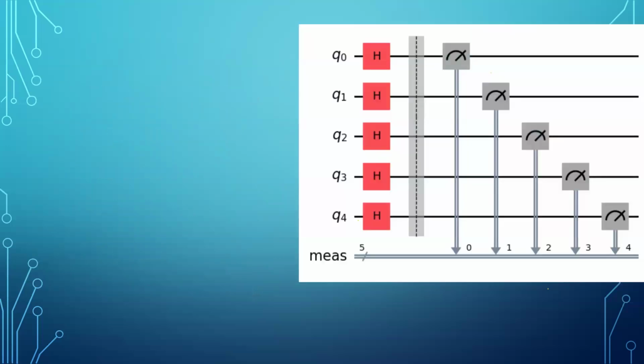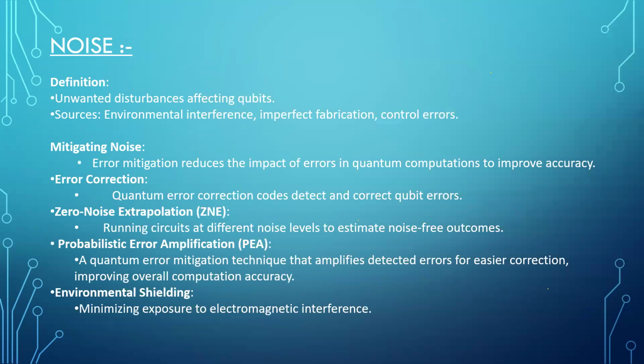So this is the circuit of the quantum random number generation. What does this circuit tell us? We have five qubits, and we apply Hadamard and measure all the qubits. Then we get the collapsed state. We can get this collapsed state in binary, and after that we convert it into decimal. We get the random number.